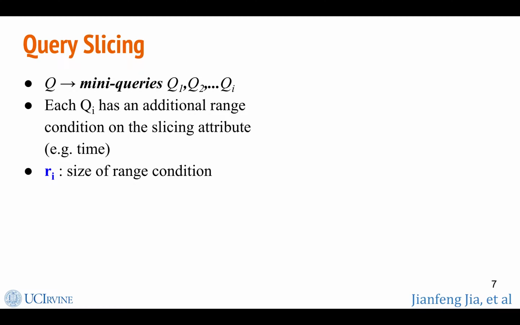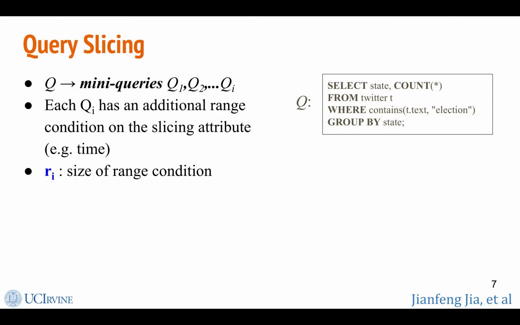In order to achieve this partial result delivery, first of all, in the middle layer we need to split the query into small pieces. We call this technique query slicing, which splits the original query into a sequence of mini queries. Each mini query has additional range conditions on a given slicing attribute, for example, the time dimension. The size of the range conditions plays an important role in determining the mini query response time.